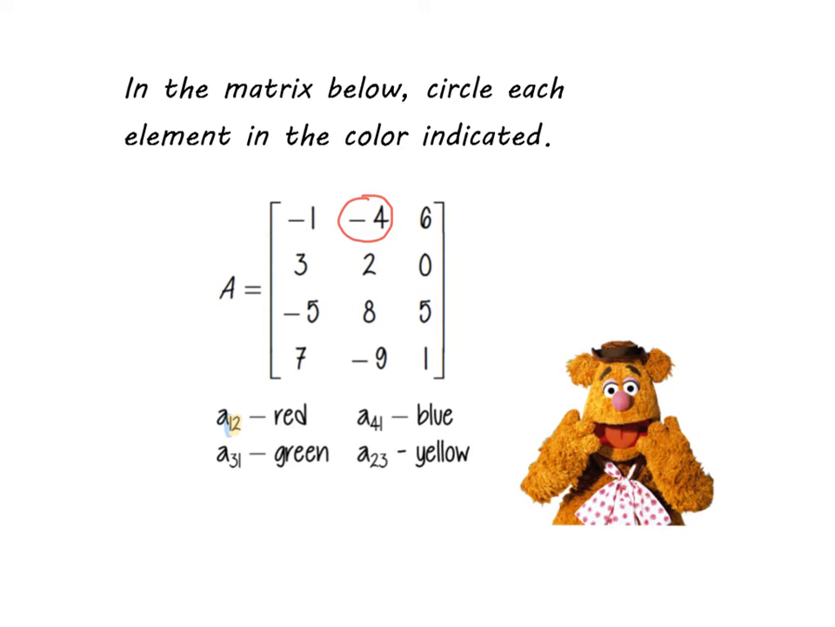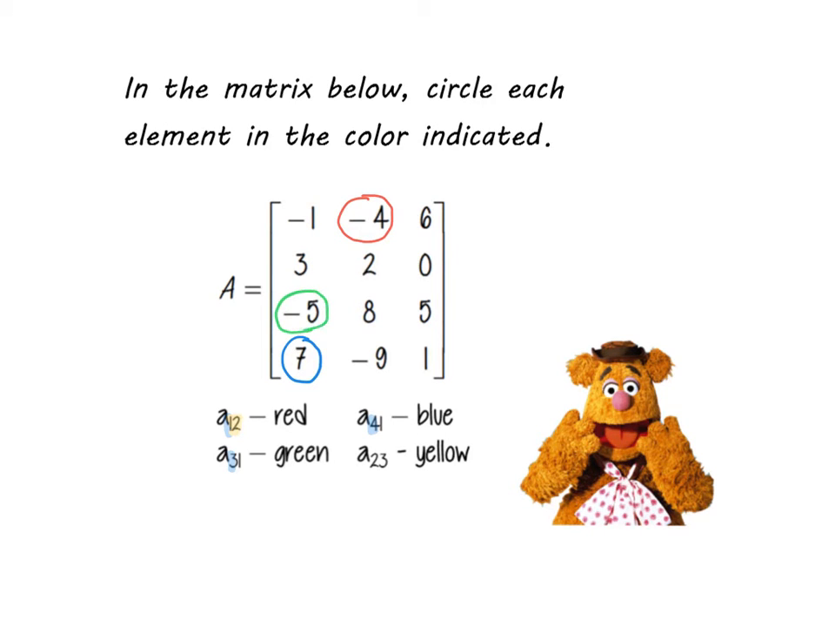The next one wants us to do it in blue, so again, the row is 4, so row 4, the column's 1. So if you look, I overlapped at 7, so I want to circle that in blue. For the next one, the row is 3, the column is 1, and I want to circle that in green, and so the overlap there would be -5.